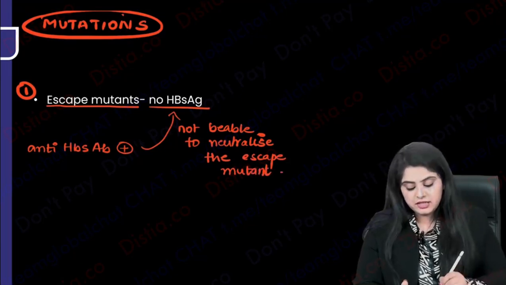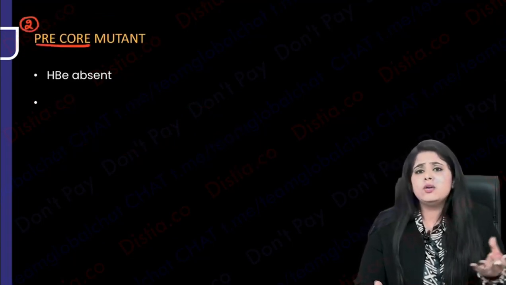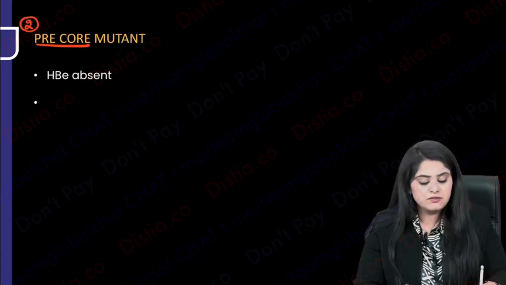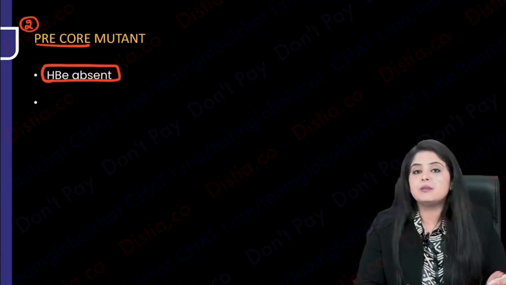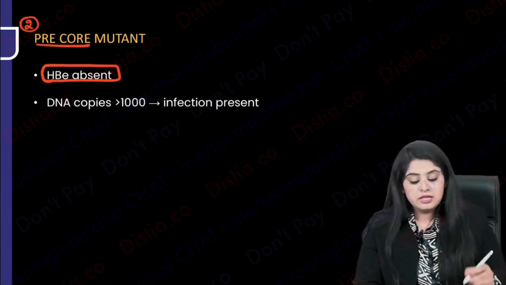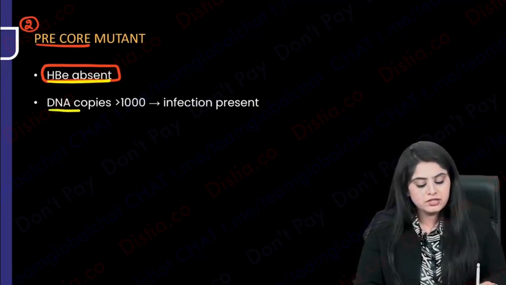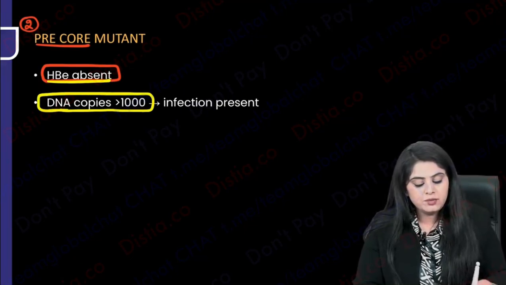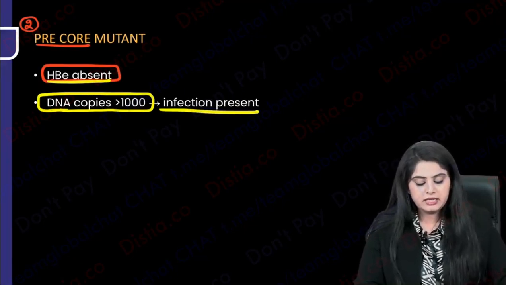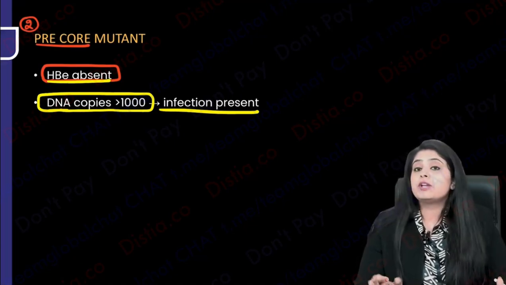This is one thing. The second mutant that we have is a pre-core mutant. Pre-core was the HbE antigen. If the HbE antigen is absent, that becomes a pre-core mutant. And please note, in such patients, how will we know whether high infectivity is there or not? You will measure the DNA copies. DNA copies more than 1000 are going to be indicative of infection present. That marks the end for all of you for hepatitis B.